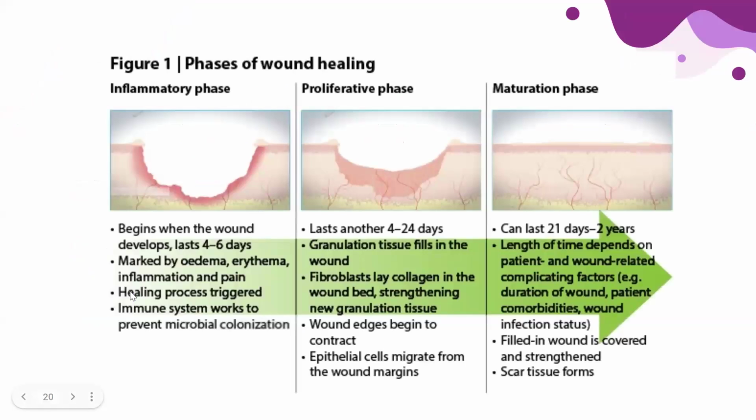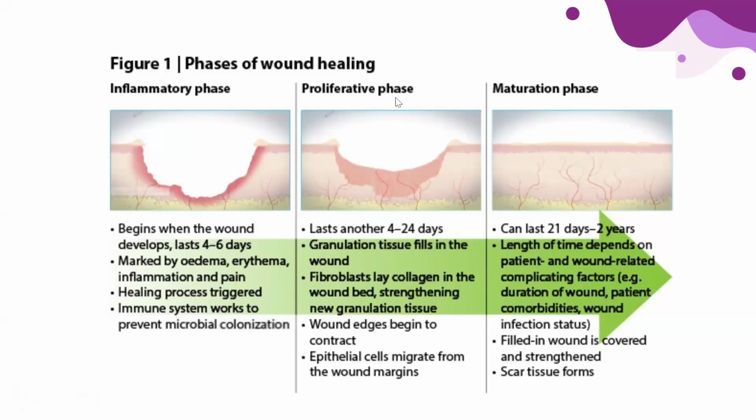So yeah, let's go over the phases. So we have the inflammatory phase, the proliferative phase, and the maturation phase of wound healing. What happens in the very beginning, within the first 4 to 5 days, is that there's going to be edema, erythema, inflammation, and pain, right? This is because the moment you get a cut, we have mast cell degranulation, histamine release, increased vascular permeability, and then that causes edema, that causes erythema, that increases the temperature of the area, that causes all of these inflammatory cells to come to the area. Healing process is triggered, and the immune system works to prevent microbial colonization.